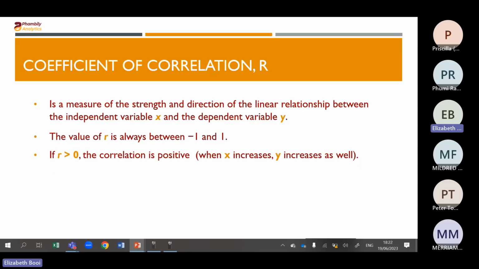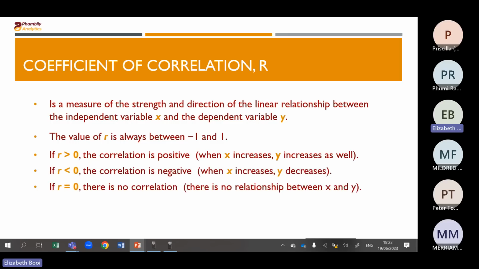If the value of R when you calculate it is greater than 0, we say that the relationship is positive. Therefore, when the value of X increases, the value of Y increases as well. If it's less than 0, we say the relationship is negative. When the value of X increases, the value of Y decreases. If your value of R is equal to 0, then there is no relationship. Therefore, there is no correlation between your X and your Y values.